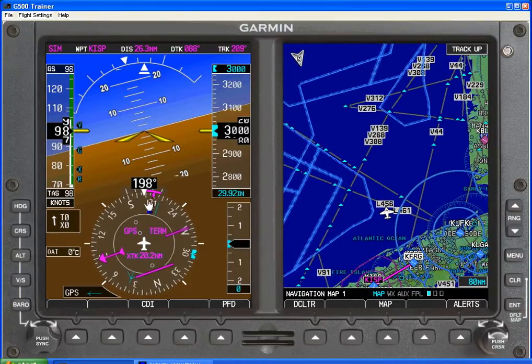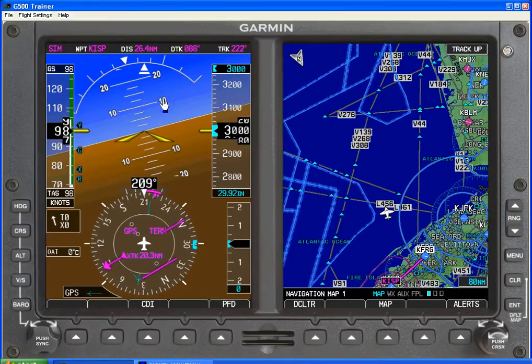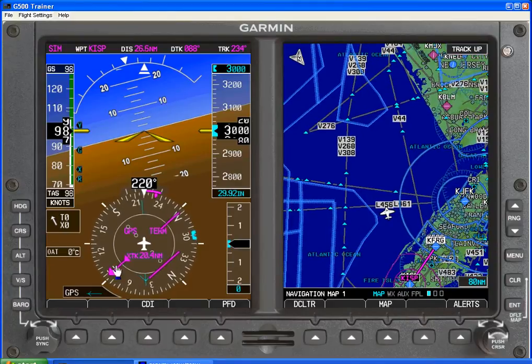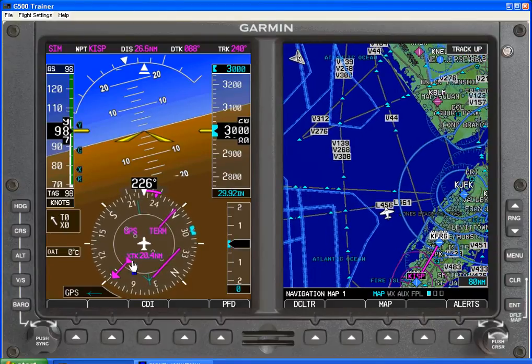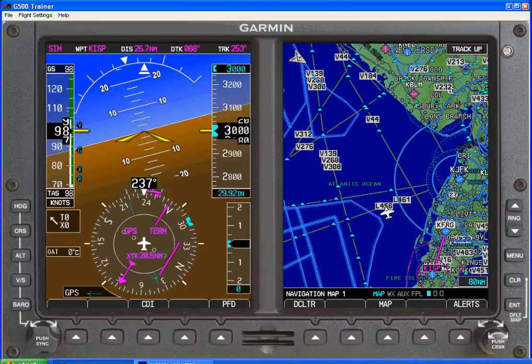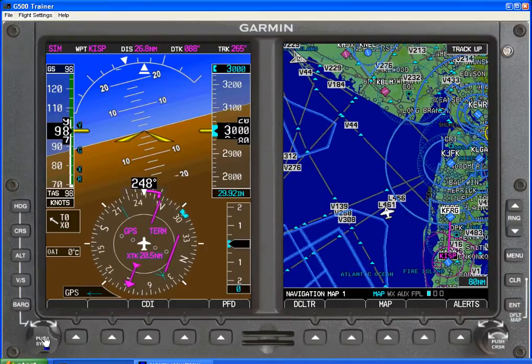And obviously the trend vector for standard rate will disappear if we are doing a steeper angle of bank. The simulation in this case won't allow us to go any more than standard rate, so that's all I can show you. But that's standard rate turns in the Garmin G500 PFD.